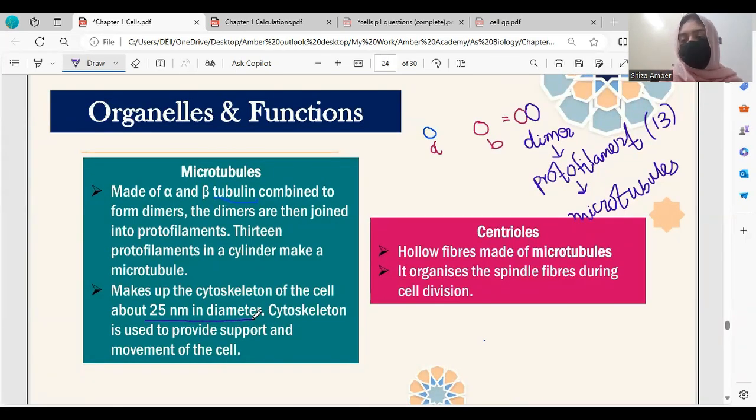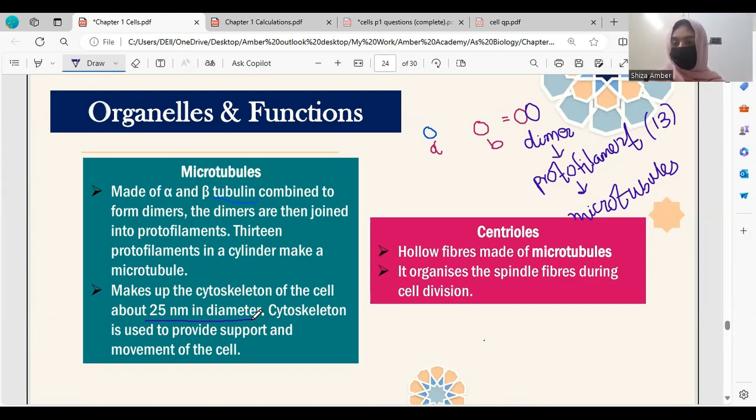Now what exactly is the function of microtubules? So microtubules are responsible to make the cytoskeleton of the cell. See, we also have a skeleton. We have bones that have made our bodies, right? So the cell also needs some structural assistance in order to maintain its shape. So that structural assistance is given by the cytoskeleton, all right?